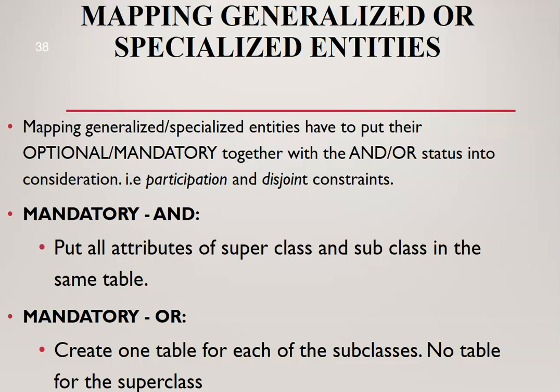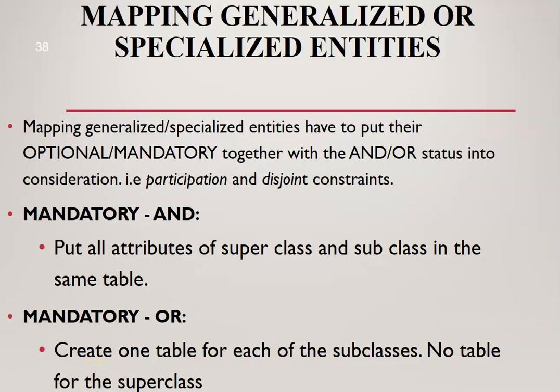So we have said that where you have a relation, in this case you have a mandatory and. For that mandatory and, you create all the attributes of both the superclass and the subclass, they go in one table. That is for mandatory and. For a mandatory or, you get only the subclasses. You create tables for only the subclasses. That means you don't create any tables for the superclass.